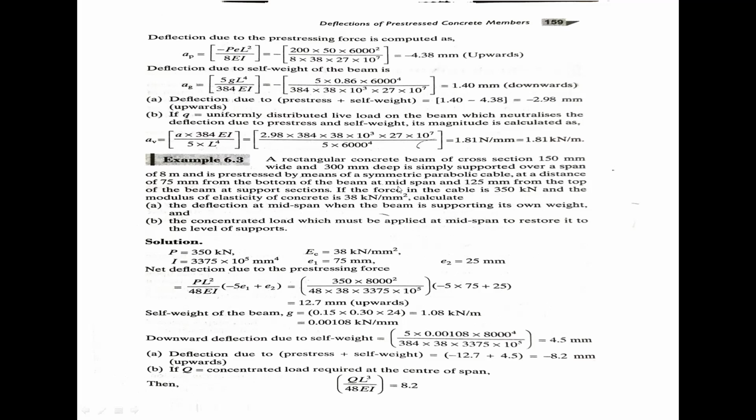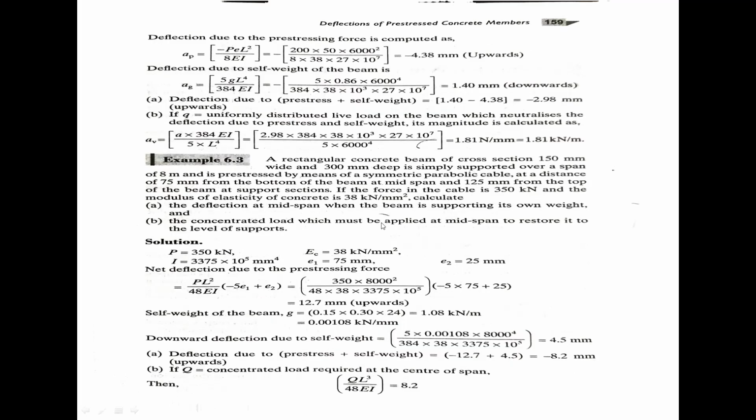Finally, the minimum eccentricity, 150 minus 125, gives the e2 value, eccentricity 2 at the support. Okay, now this is the parabolic condition, where the cable has a parabolic profile, since the parabolic tendon profile is given. At midspan, the beam is supporting its own weight and a concentrated load, otherwise a point load is given.